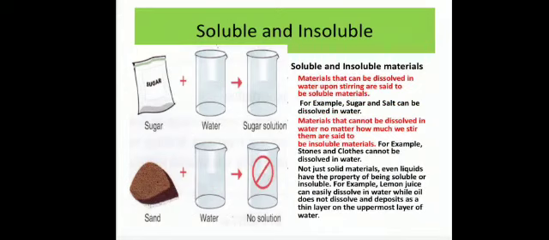So for liquids we use the words miscible with water and immiscible with water. Like glycerin, milk, lemon juice, vinegar, alcohol. These are soluble in water and we use the word miscible with water. And oil, mustard oil, coconut oil, groundnut oil, kerosene, petrol, these are insoluble in water, meaning immiscible with water. Now this is about solid and liquid.